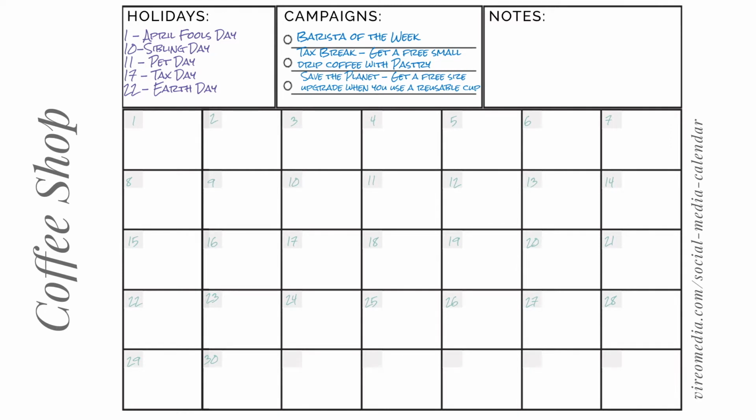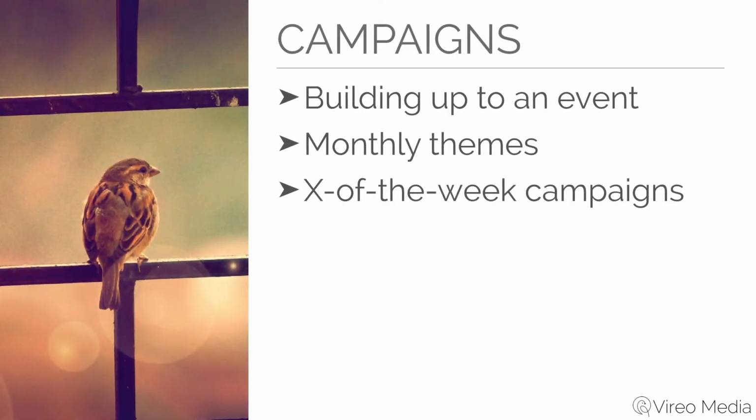Next, I write down the campaigns I want to do for that month. In this case, I've written Barista of the Week, Tax Break, get a free small drip coffee with any pastry purchase, and Save the Planet, get a free size upgrade when you use a reusable cup. I usually stick to 3 or less campaigns in any given month. Any more, and you'll either overwhelm your customers or your campaigns won't get enough time in the light.